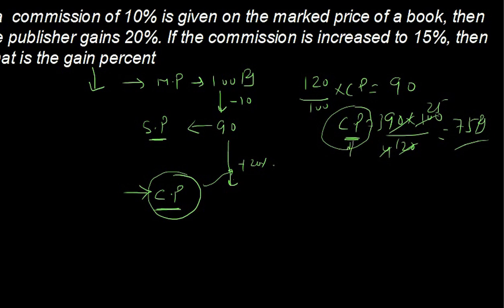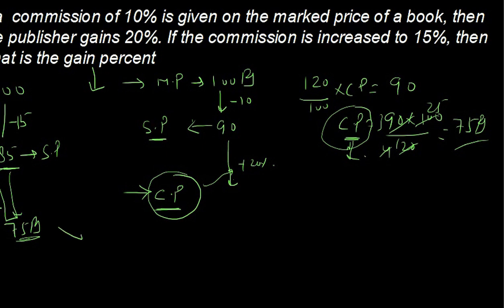Now the question has changed actually. Now if you give a 15% discount, that is minus 15 rupees, so your selling price is going to be 85 rupees. And what is your cost price? Your cost price is fixed, 75 rupees. So now what percentage profit do you gain? The profit has changed: now the profit is only 10 rupees, and the cost price is 75.